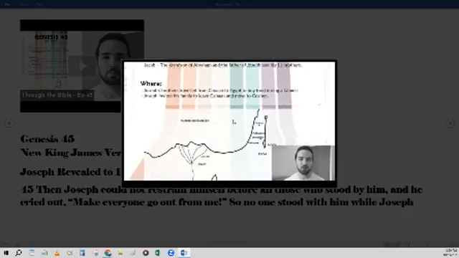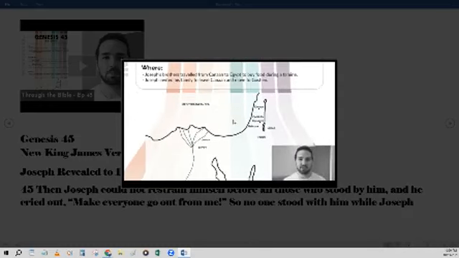Now for the all-important map. Joseph's brothers came from Canaan all the way down to Egypt to buy food during the famine. And in this chapter, Joseph is going to invite his family to move from Canaan down to Egypt, specifically to an area known as Goshen.